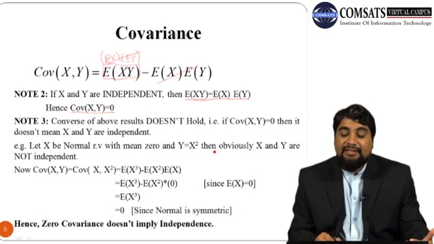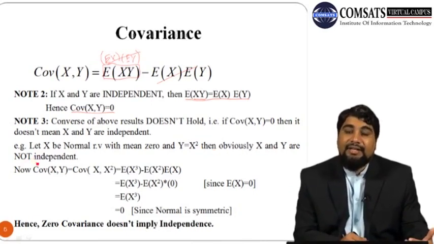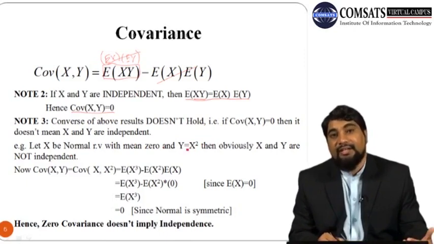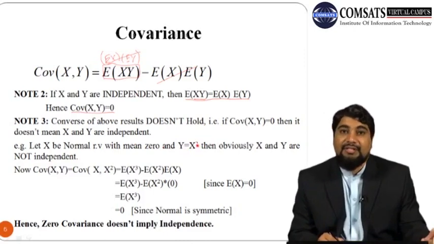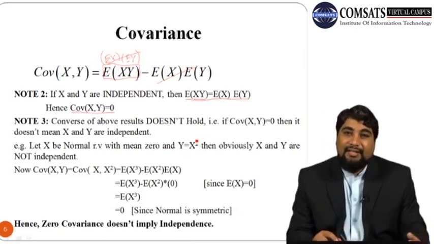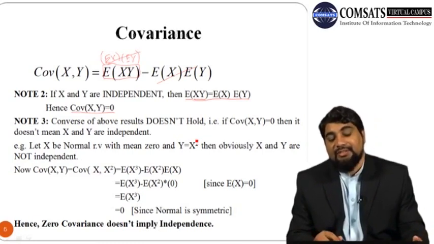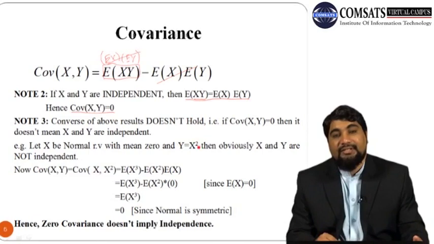So you can see that both x and y are not independent. Why? Because if we know the value of x, we can calculate the value of y by squaring the value of x, because y is the square of x. So it means x and y are related with each other, or they are depending upon each other. So y actually depends upon x.